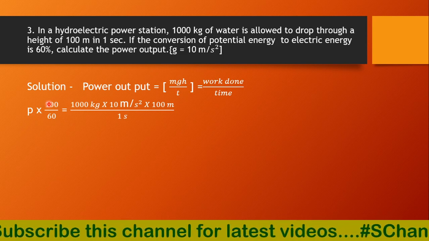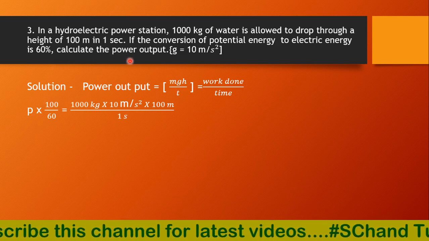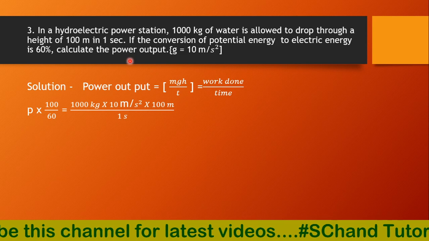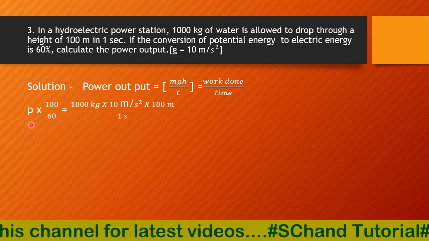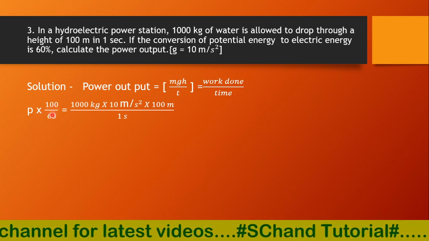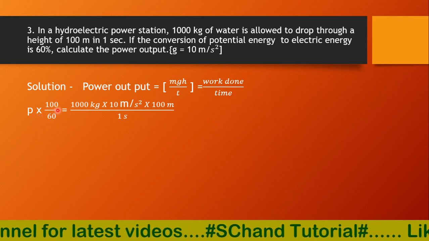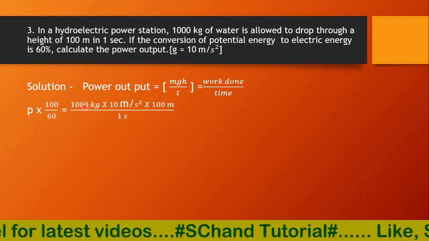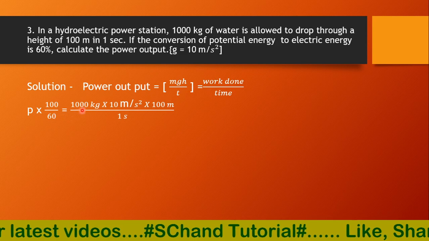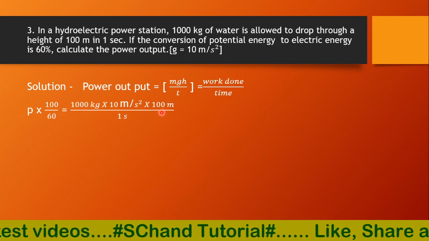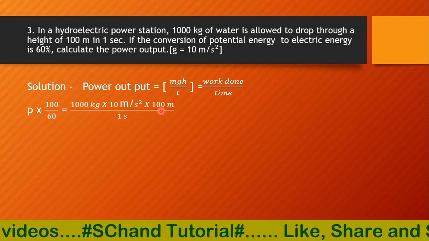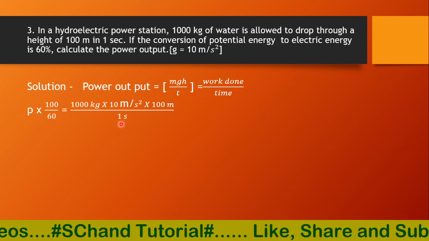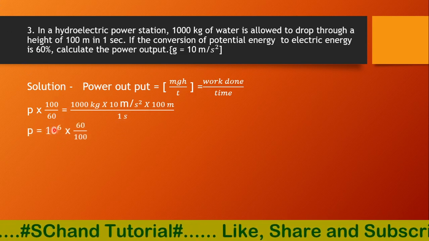60% of potential energy is converted into electric energy. So power into 60 over 100 is equal to mgh over t. We have in this case m is 1000, g is 10, h is 100, and time is 1 second. So power will come out to 10 to the power 6.